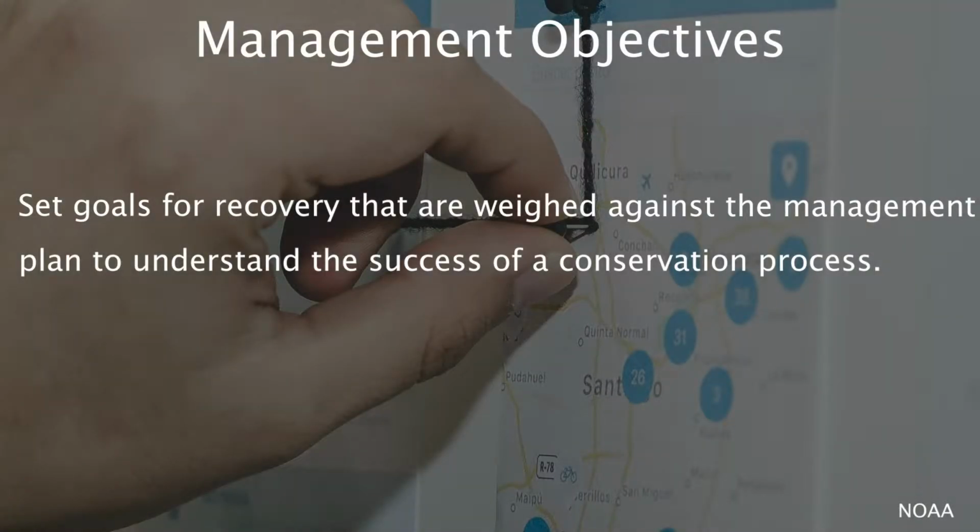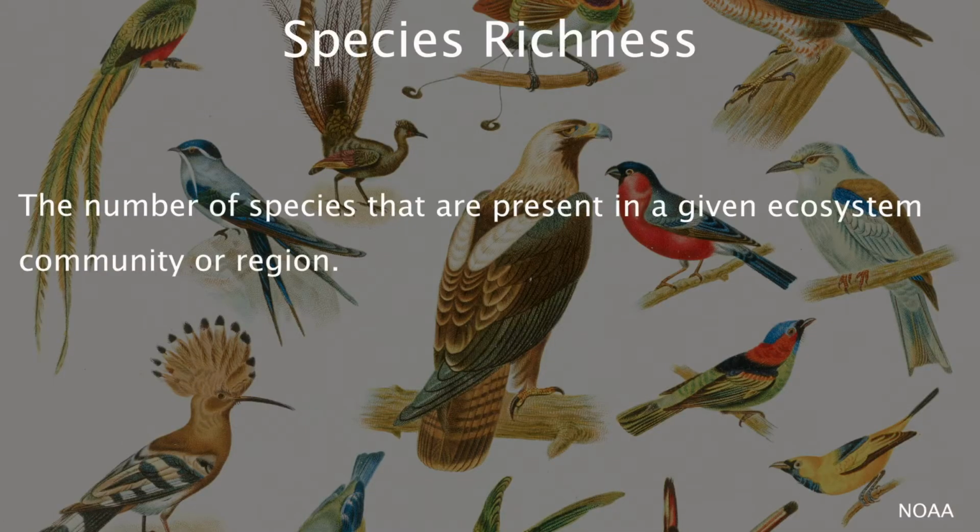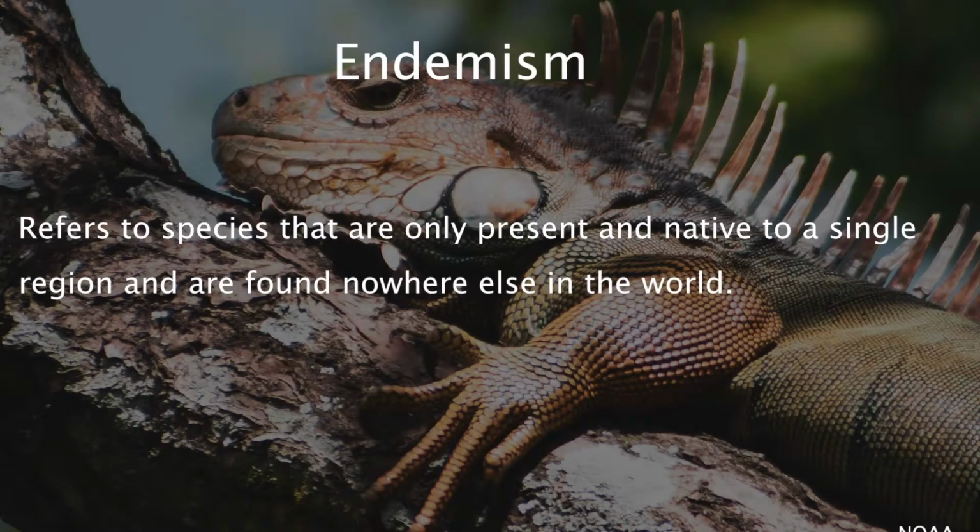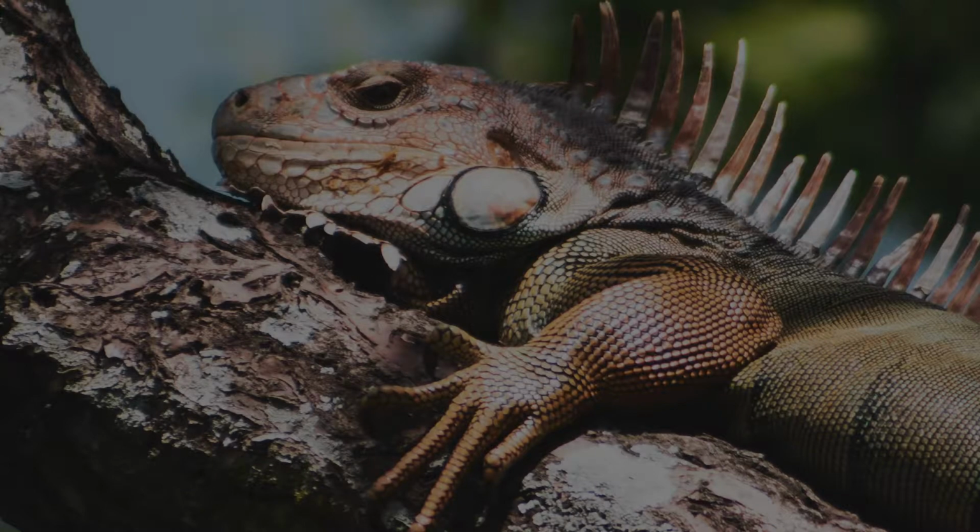Management objectives are set goals for recovery that are weighed against the management plan to understand the success of a conservation process. Species richness is the number of species that are present in a given ecosystem, community, or region. And endemism refers to species that are only present and native to a single region and are found nowhere else in the world. Okay, let's get into it.